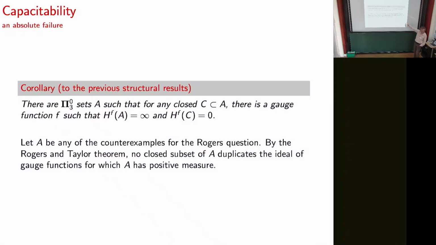I said it's a corollary. So how do you see this? Well, let A be any of the counterexamples to the Rogers question. So there is this countable sequence, decreasing in order, and A is positive for every measure that's parameterized by a function that's below everybody in the sequence. Well, a closed set cannot have that property. If a closed set is null for everybody in the sequence, it's null for somebody below all the things in the sequence. That's the Rogers-Taylor theorem.